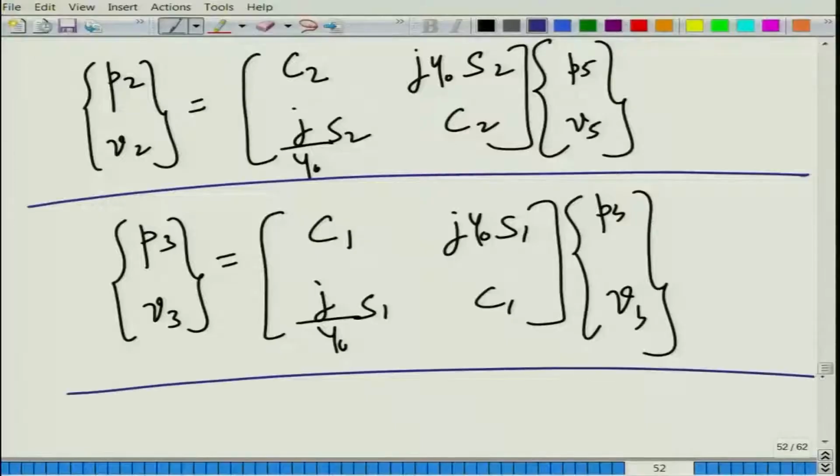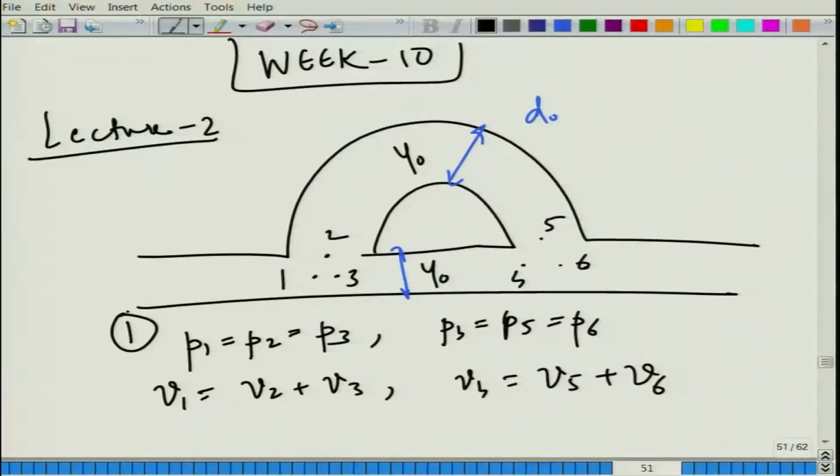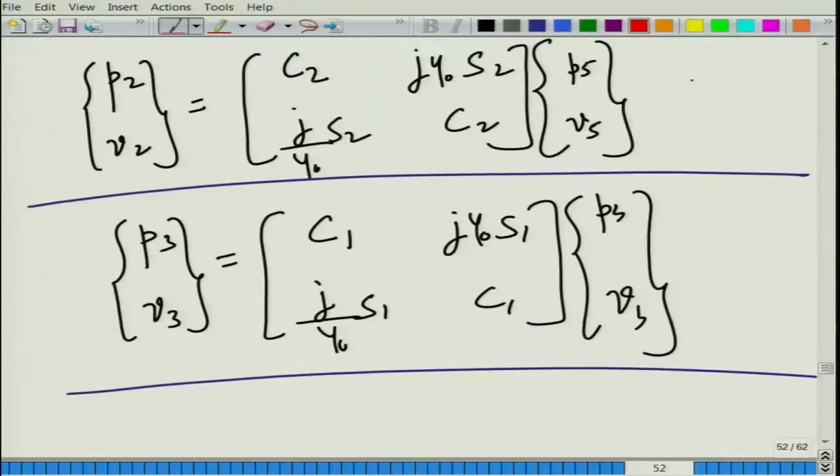So, now let us say this is a bunch of equations 1, 2, 3, 4, 5 and 6.